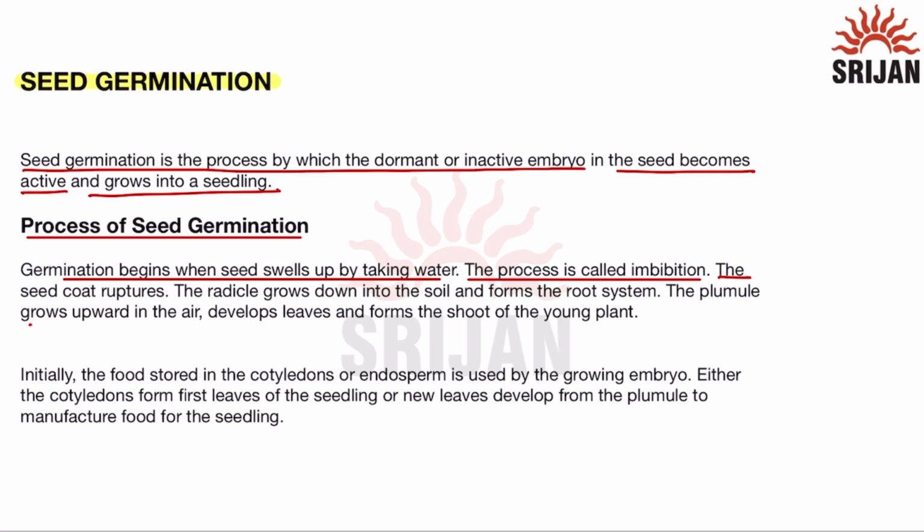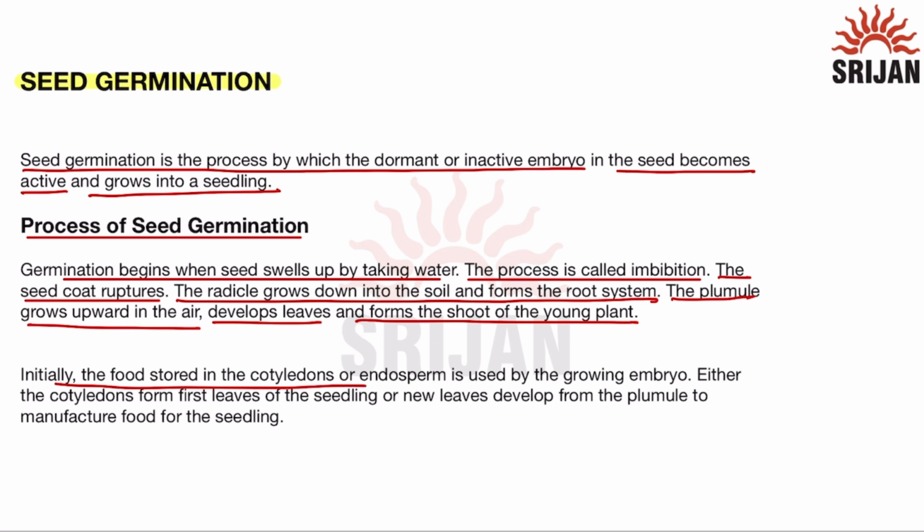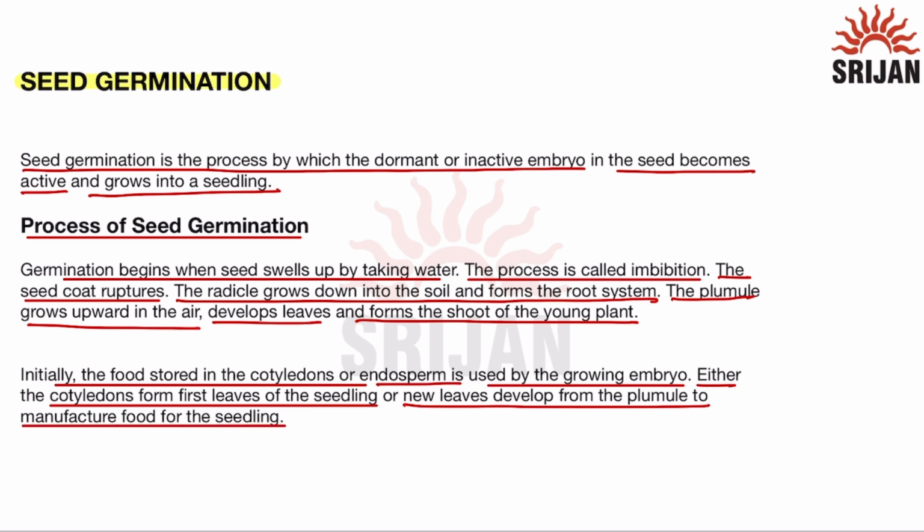The seed coat, or the protective covering around the seed, ruptures because of the intake of water, and the radicle, which was the root part, grows down into the soil and forms the root system. The plumule, which was the tiny shoot, grows upward in the air, develops leaves and forms the shoot of the young plant. Initially, the food stored in the cotyledons or the endosperm is used by the growing embryo. Either the cotyledons form the first leaves of the seedling or new leaves develop from the plumule to manufacture the food for the seedling.